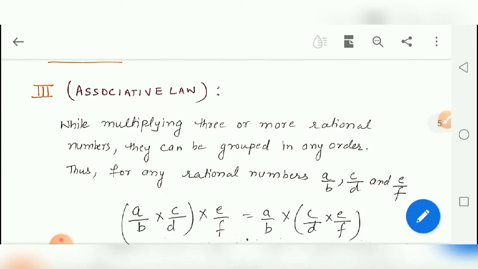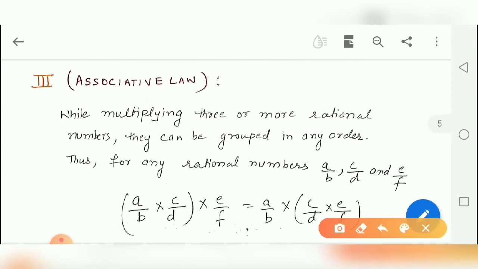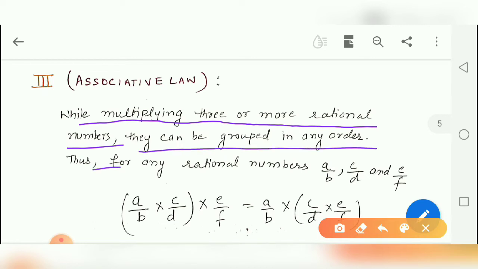Now next is associative law. What does it say? It says that while multiplying three or more rational numbers, they can be grouped in any order. This is the same grouping property. This is also known as grouping property. Means if I change the order of grouping of rational numbers, the answer will remain the same.